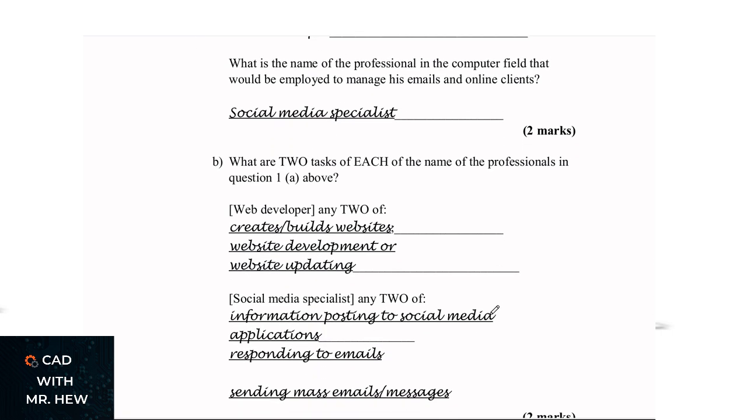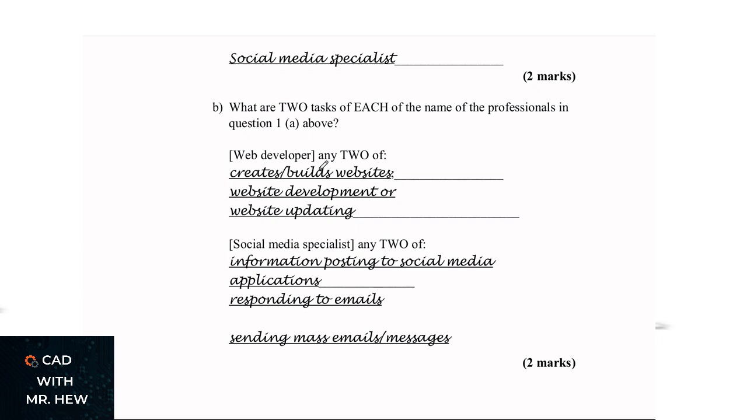Let us look at question 1B. Answers are for the web developer. 2 of the tasks that he would do are 2 of the 3 answers shown here. So he creates, builds websites, website development, or website updating. So these are some of the tasks that the web developer performs. For the next part of the question, we have the social media specialist, and these are some of the tasks that this person would do.